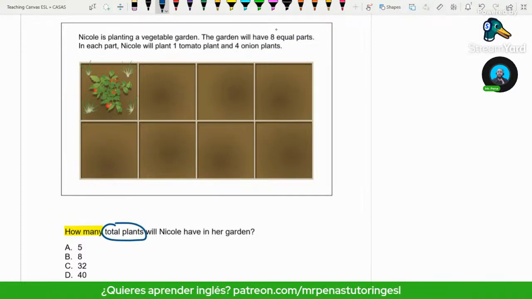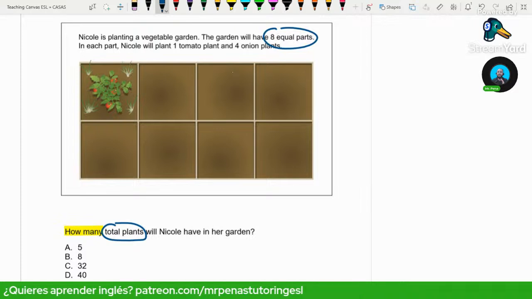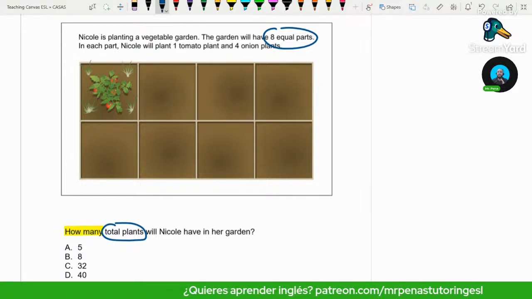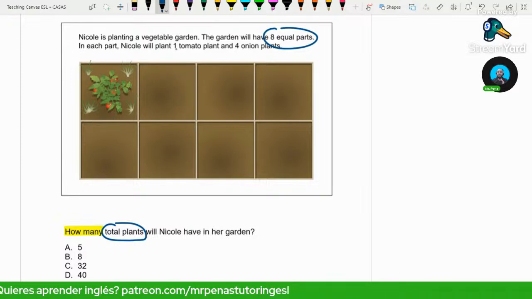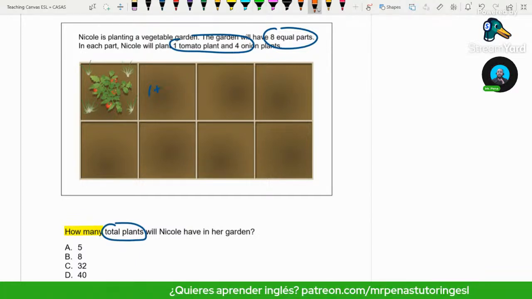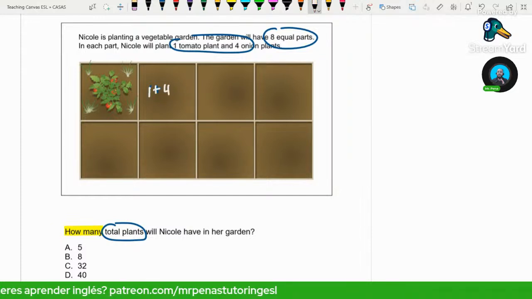So the garden will have 8 equal parts, and it says that she will plant 1 tomato plant and 4 onion plants. So we want total plants. So that's going to be right here. That's 1 plus 4. Let's do this in a different ink color. So that's 1 plus 4, which is 5.